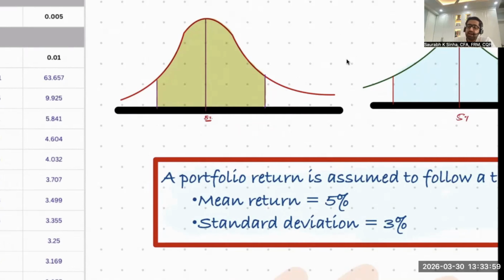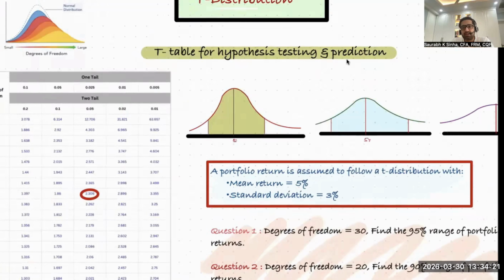Or the question would be that if the portfolio return is 5% and the standard deviation is 3%, then tell me how many standard deviations 2% is away from the mean. It is minus 1 standard deviation away from the mean, right? So the t-statistic is minus 1. Okay, so that is the t-statistic, the distance from the mean in terms of standard deviation.